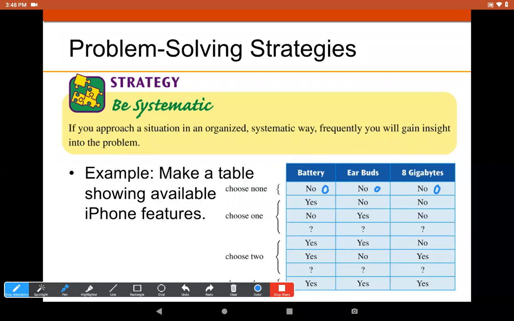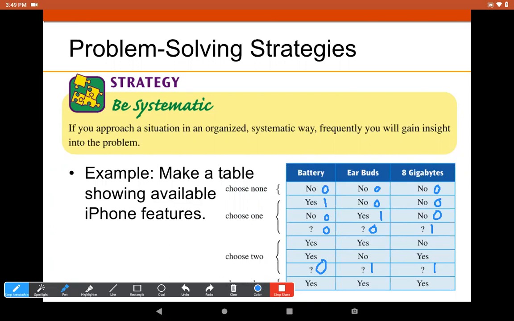If we choose one of the items, we could choose the battery, but not the other 2. We could choose the earbuds, but not the other 2, or we could choose the gigabytes and not the other two, right? If we choose two of the items, then we could choose the earbuds, the battery, but not the gigabytes. We could choose the battery and the gigabytes, but not the earbuds. Or we could choose the earbuds, the gigabytes, but no battery, right?